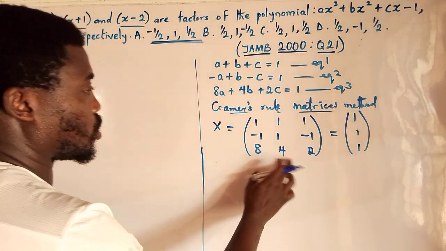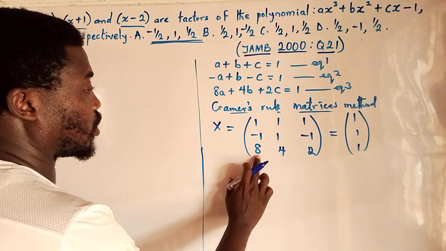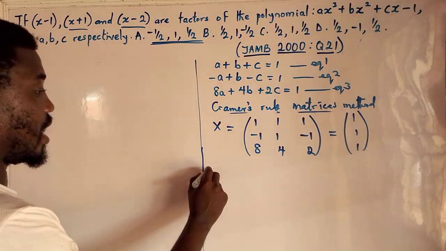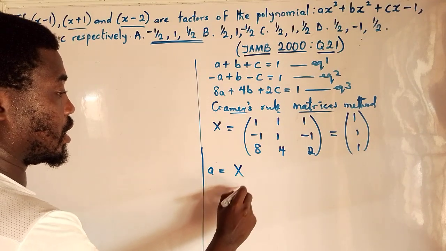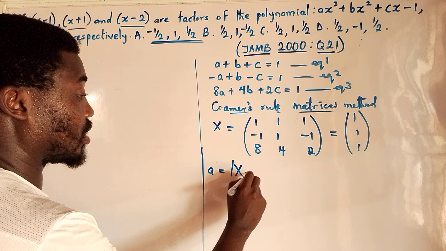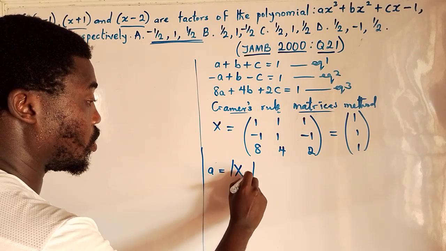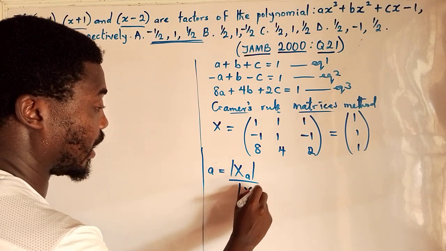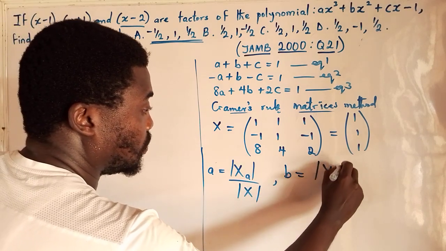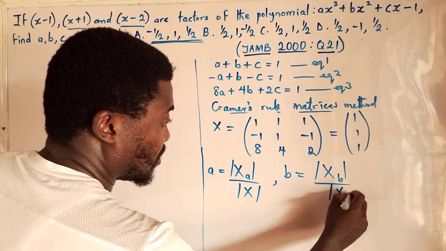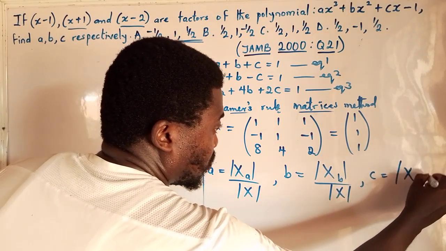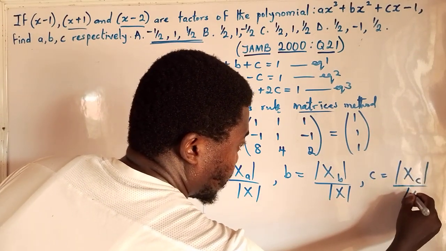So this is coming from here. The first column here is A, B, and C. So we have the value of A equals the determinant of X subscript A over the determinant of X. The value of B is equal to the determinant of X subscript B over the determinant of X. The value of C is equal to the determinant of X subscript C over the determinant of X.